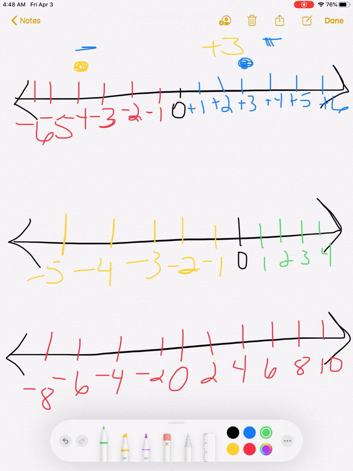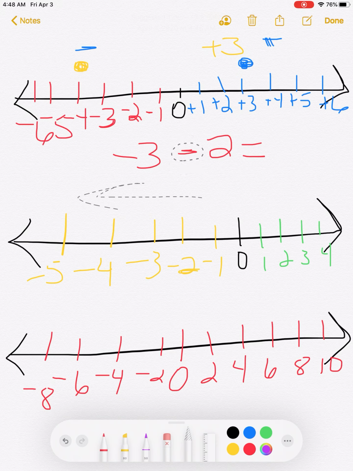Alrighty. What if we had a question and it said -3, I'll do that again, minus 2. Okay? I'm going to start at -3 because that's our first number, but I have to pay attention here. They want me to subtract, so I'm going to move this way on the number line 2 spaces. Okay?